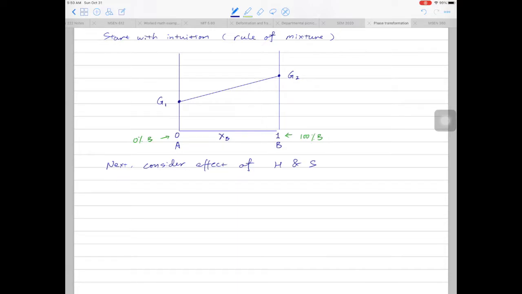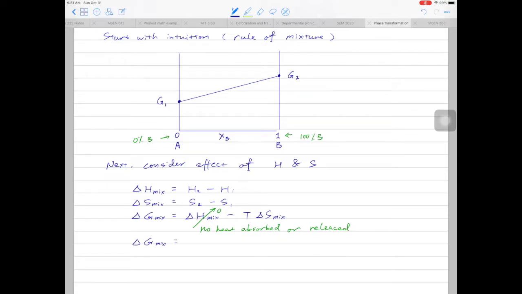Since we're mixing A and B together, then the delta H mix will be simply H2 minus H1. The delta S mix will be simply S2 minus S1. Then the delta G mix will be equal to delta H mix minus T times delta S mix. Recall that we're looking at the ideal solution. What does ideal solution mean? Ideal solution means there's no heat absorbed or released during mixing. Therefore, delta H mix equals 0. Then G mix is simply minus T delta S.